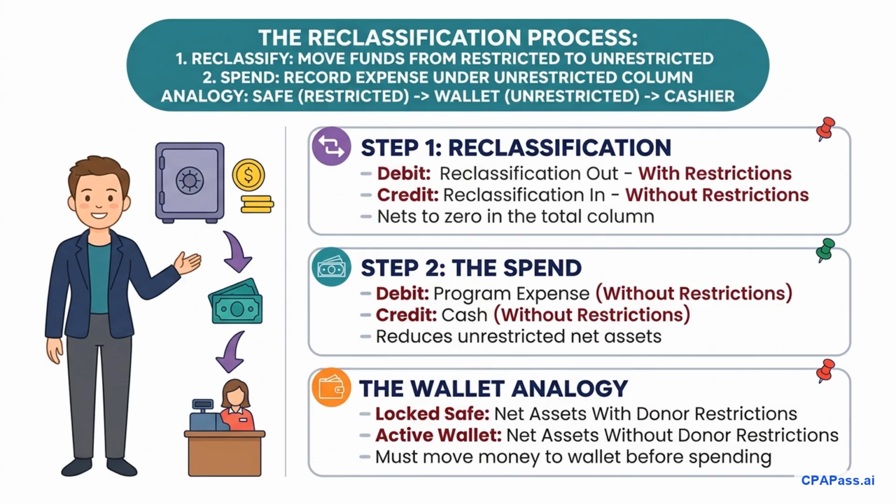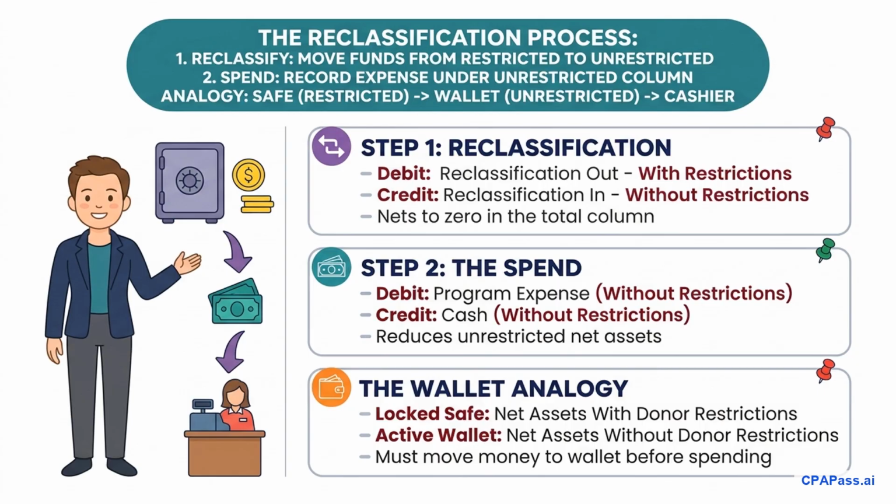Today, to spend donor restricted money, the NFP must use a two-step reclassification process. First, we move the funds out of the with donor restrictions column and into the without donor restrictions column. This is done using an account called net assets released from restrictions. Second, we record the actual expense entirely within the without donor restrictions column.